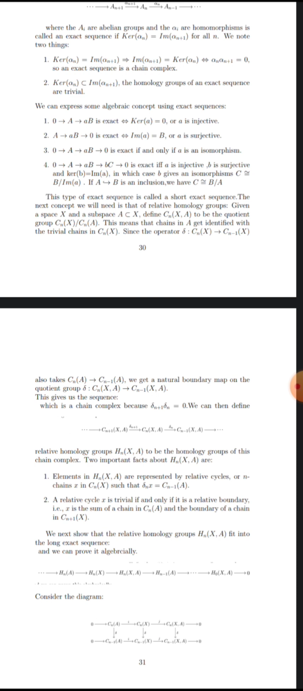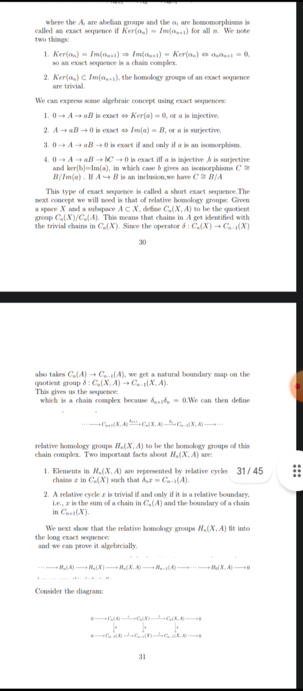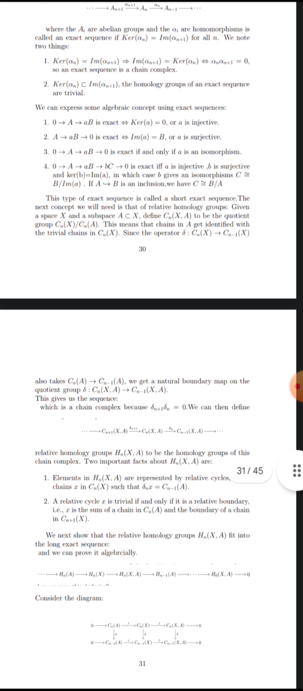So an exact sequence is a chain sequence. The kernel of alpha n is contained in the image of alpha n plus 1. The homological groups of an exact sequence are trivial. We can express some algebraic concepts using exact sequences.